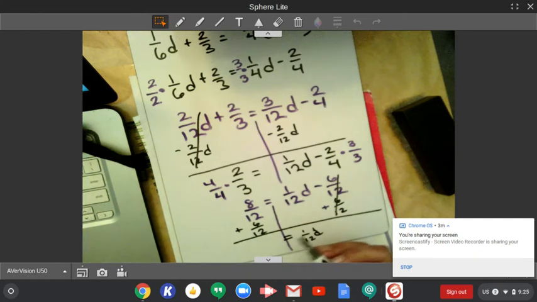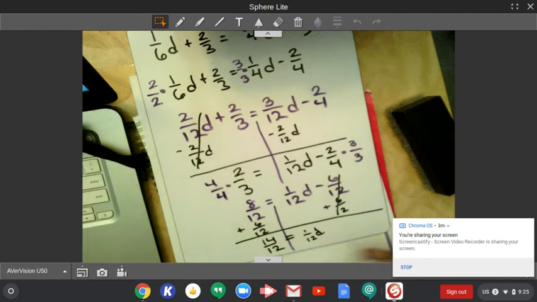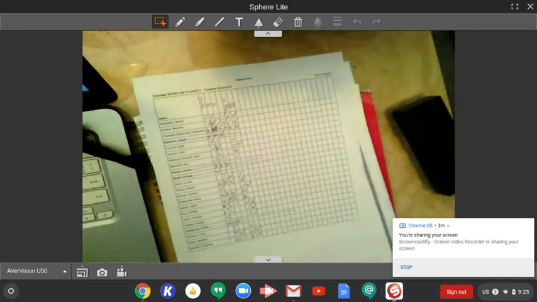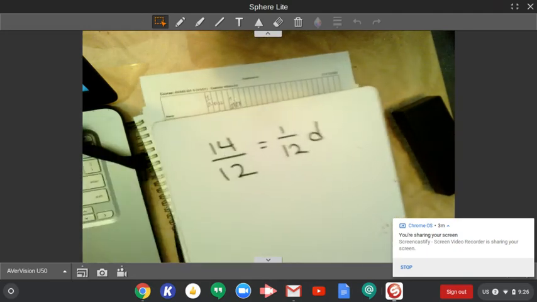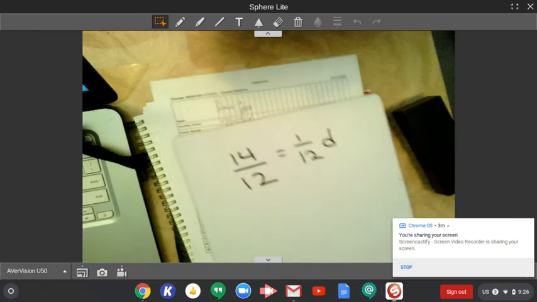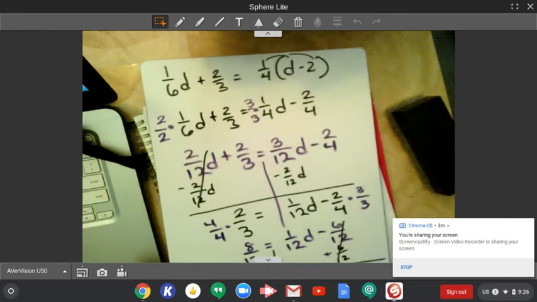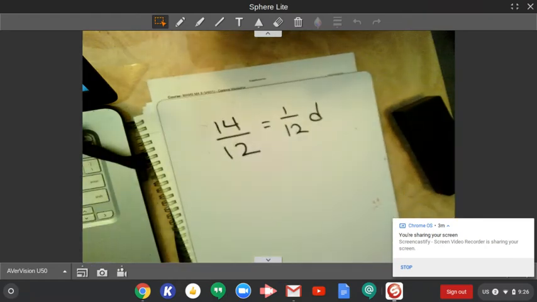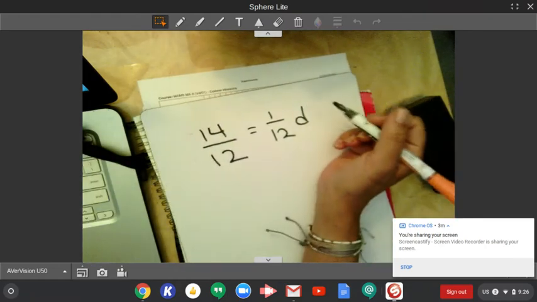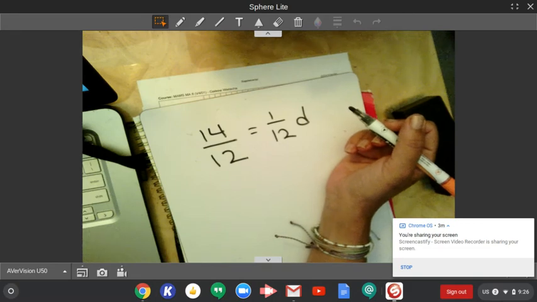I actually need another board to do this problem. It is so long. All right. Now, here we are. Okay, so we brought this problem, which you can see is very long, all the way down to the last step. Okay, now this is another good review because we're going to talk about reciprocals here.